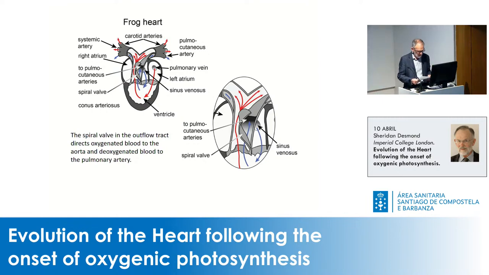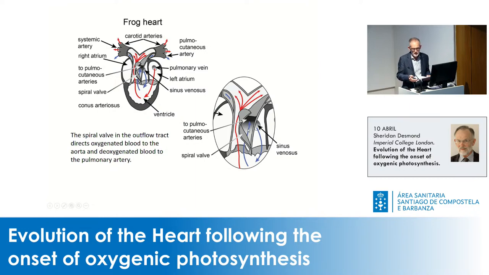The frog heart also has evolved a unique system for separating oxygenated and deoxygenated blood. It has evolved a spiral baffle in the ventricular outflow tract, which effectively directs deoxygenated blood to the pulmonary artery and oxygenated blood to the aorta, as shown here. So we can see oxygenated blood being diverted by the baffle into the aorta and the deoxygenated blood going into the pulmonary artery.